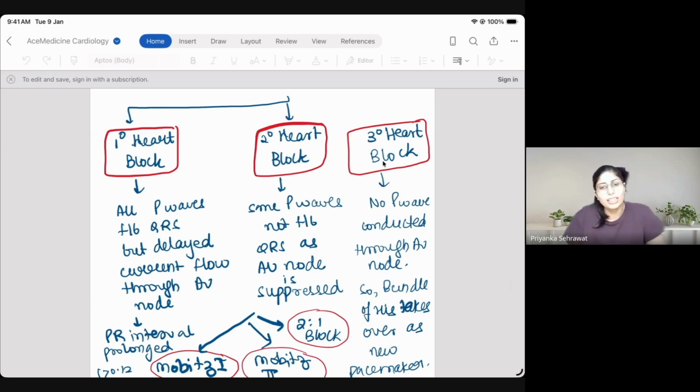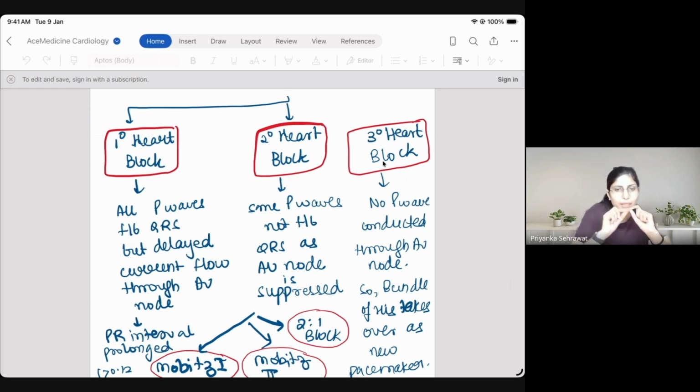Second degree heart block is where some P waves are not at all followed by QRS as AV node is suppressed more than usual. तो क्या होता है कि few P waves get conducted but few P waves do not get conducted. Second degree heart block also has types. Mobitz type 1, which is known as Wenckebach's. Mobitz type 2 and 2:1 block.